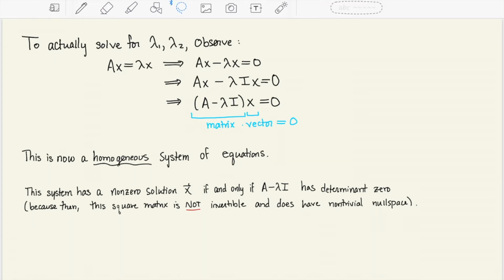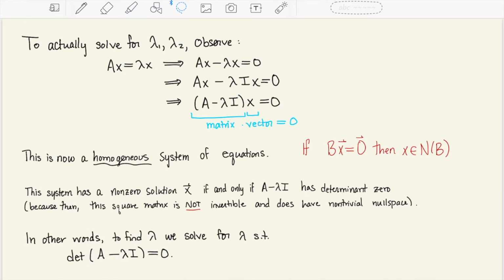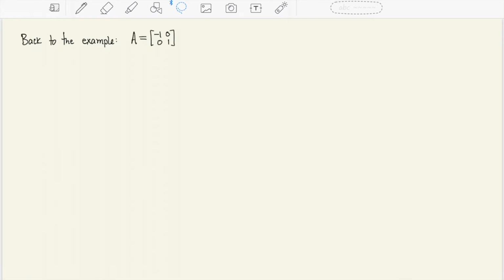And the point here is that if the square matrix A minus lambda I has determinant 0, then it's not invertible. And that means it's going to have some non-trivial null space. If we give it the name B, say, if Bx is equal to 0, then the vector x is in the null space of B. It has some null space happening. And this is great because it gives us a strategy for how to solve for the eigenvalues lambda. To find the eigenvalues, we've reduced it to solving for values lambda that solve the equation determinant of A minus lambda I equals 0. Let's see it happen in the example. The particular matrix we were looking at that did the linear transformation was minus 1, 0, 0, 1.